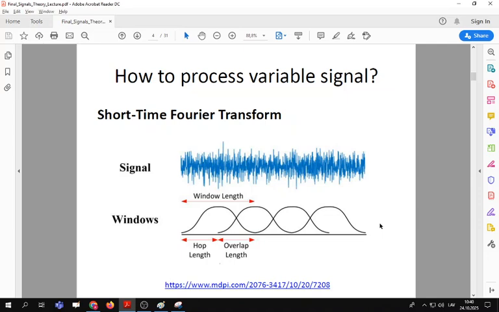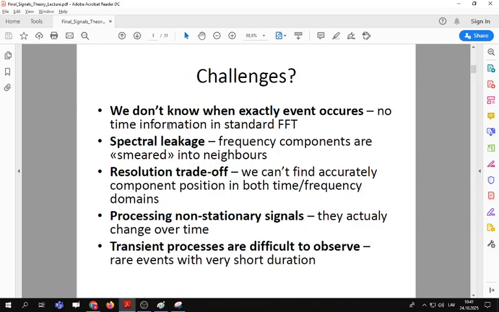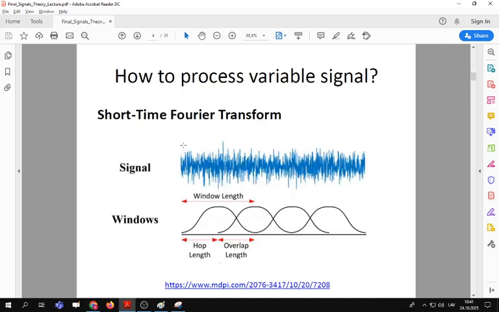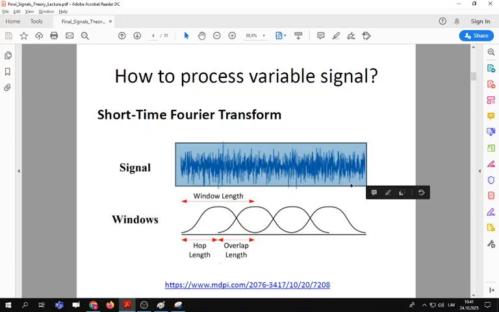And now let's at least start talking about how exactly we can solve some of those problems, because some of them are unsolvable. Some of them are trade-offs: you either choose one or the other, and then you lose something else. First, speaking about the problem of localization, we don't know exactly when the event happens, as long as we take the entire signal and calculate its spectrum over its overall duration without splitting it into fragments.